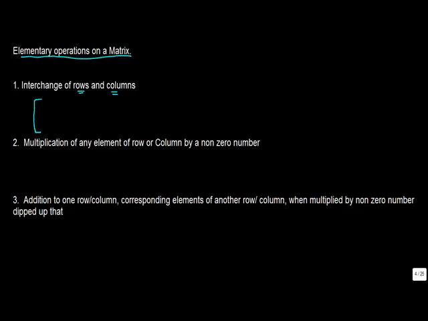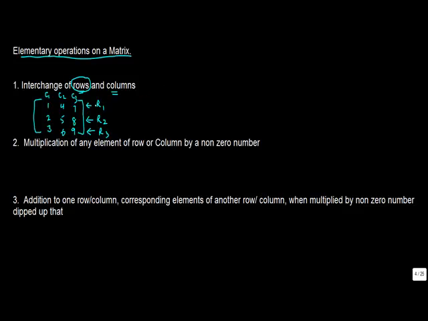So let's say you have a matrix 1, 2, 3, 4, 5, 6, 7, 8, 9. We know this is row 1, this is row 2, this is row 3. This is column 1, this is column 2, and this is column 3. The first operation comes in as interchange of rows.